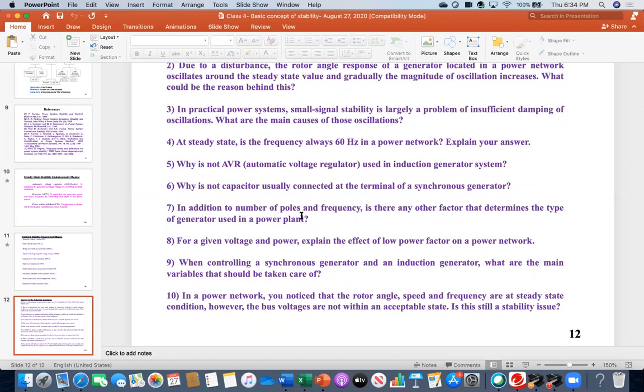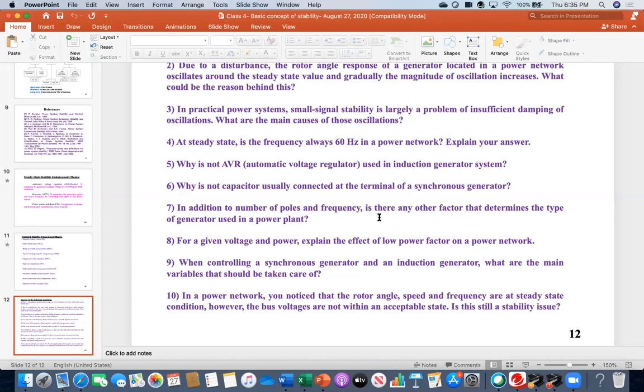You see why I am mentioning things like poles and frequency: because speed is related to poles and frequency. Speed is 120 f over P, right? So this means speed is related to pole and frequency. And are those two the only factors that determine the type of generator choice in a power plant, or could there be any other factor?